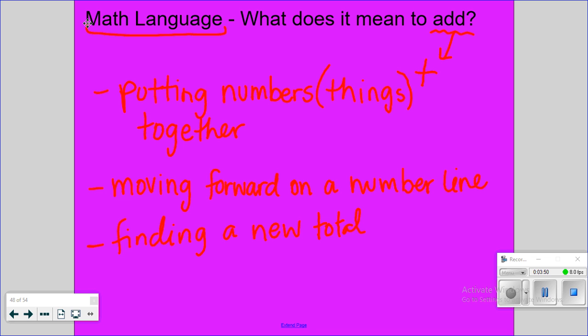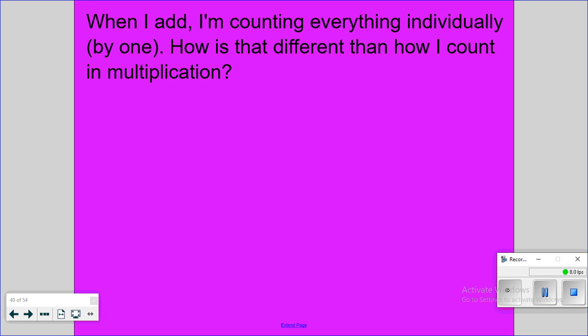So far, so good? You ready for me to move on? Okay, good. When I'm adding things, I'm counting everything individually. That means by one. That's different than what I do in multiplication.